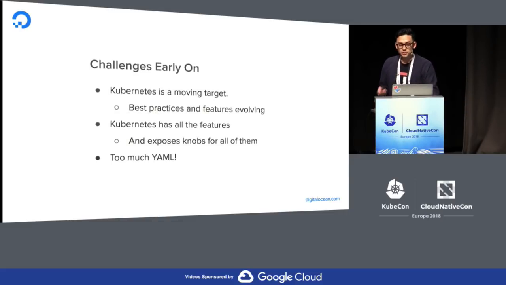As we were looking into adopting Kubernetes, we faced a few challenges. One of them being that Kubernetes was a moving target, and it still is today. Best practices and features are constantly changing, or sometimes just being deprecated. We also found that because Kubernetes offered so many features and knobs that you can tune, a lot of developers just didn't know where to start. On top of that, the general impression at the time was that Kubernetes had too much YAML, and no one really wanted to learn what the metadata, the API groups, and all that stuff was.